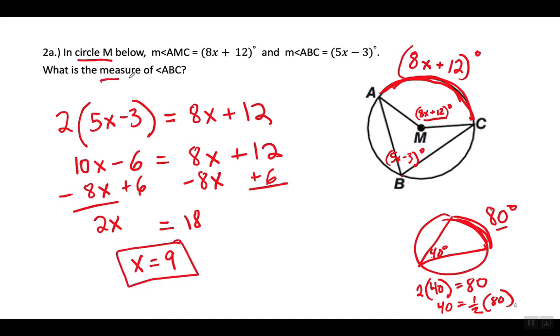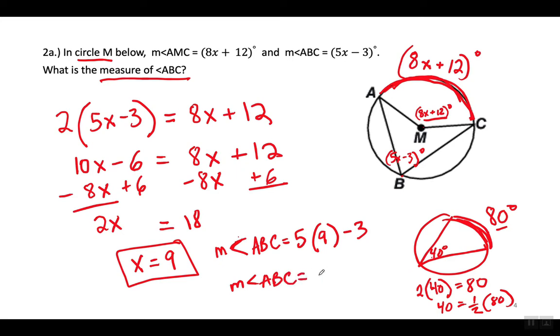The question was, what is the measure of angle ABC? So now I got to substitute the 9 right here where it says 5x minus 3. So the measure of angle ABC is going to equal 5 times 9 minus 3. So the measure of angle ABC is going to equal 45 minus 3, which is 42 degrees.